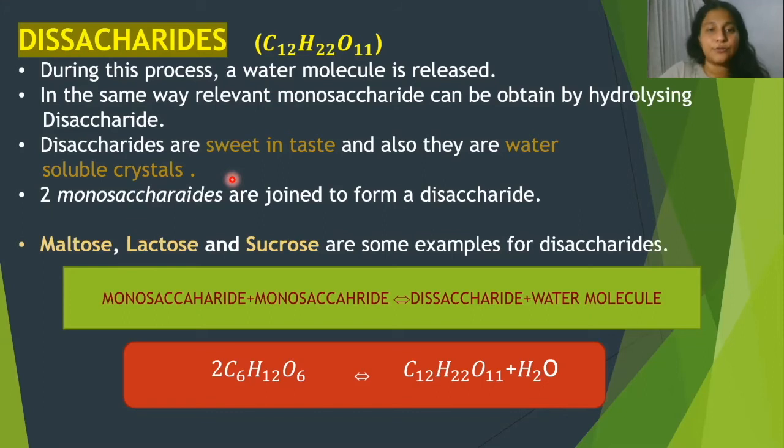Maltose, lactose, and sucrose are some examples of disaccharides. So here y'all can see monosaccharide plus monosaccharide. That's why here we have put two C6H12O6.